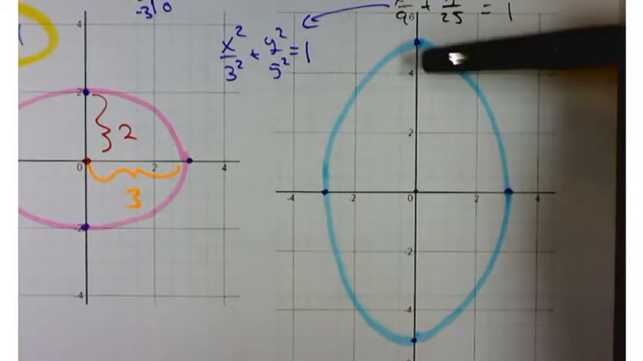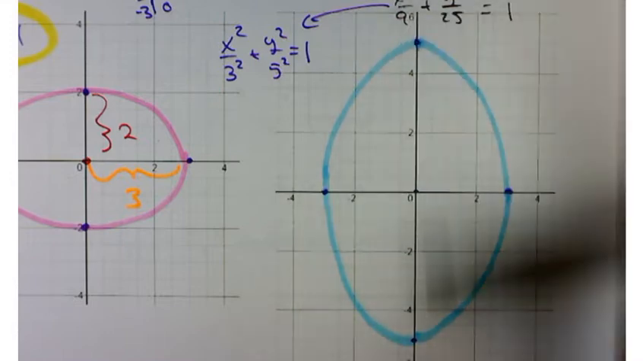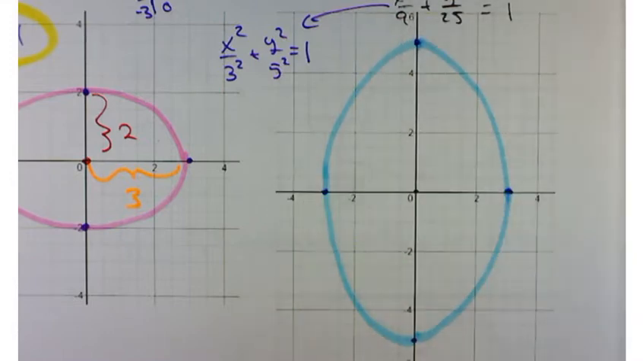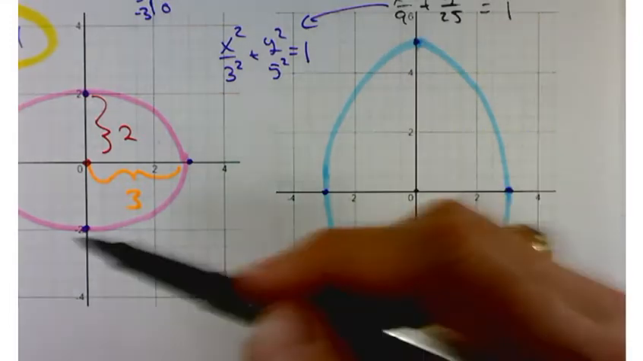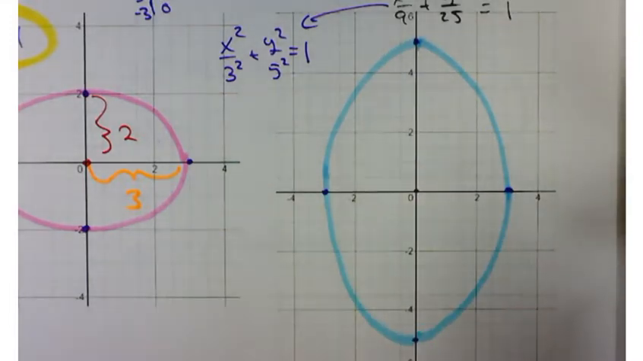Your ellipse has a major axis and a minor axis. The major axis is the longer of the two. Obviously the minor is the shorter of the two. Not bad. Not bad. Are we okay with these first two examples? All right.